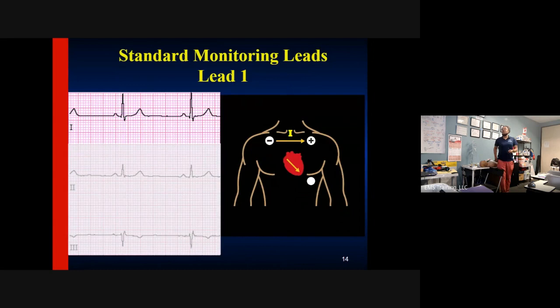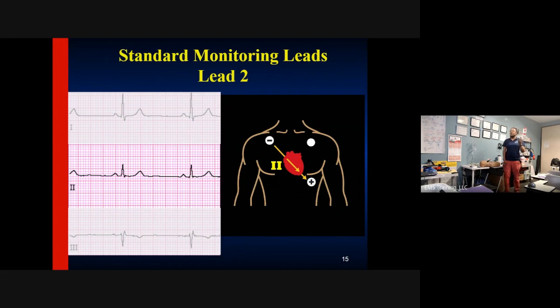All right. Standard monitoring leads. In lead 1, the positive electrode is located on the left arm and the negative electrode is located on the right arm. So when the stimulus goes from negative to positive, you have a positive deflection on your EKG paper. And then your left leg is always the ground. In lead 2, the positive electrode is now the left leg, and the negative electrode is going to be on the right arm. Right arm. And the ground is the left arm.